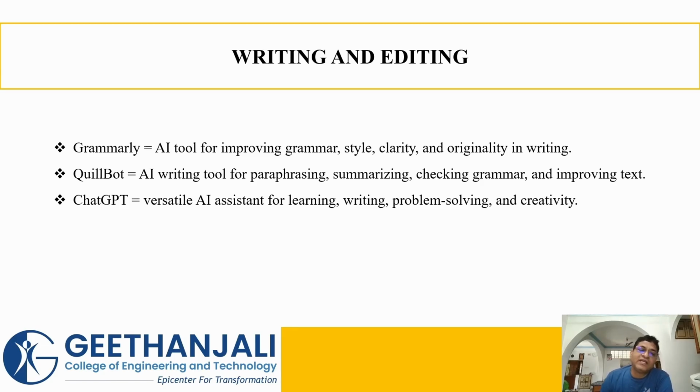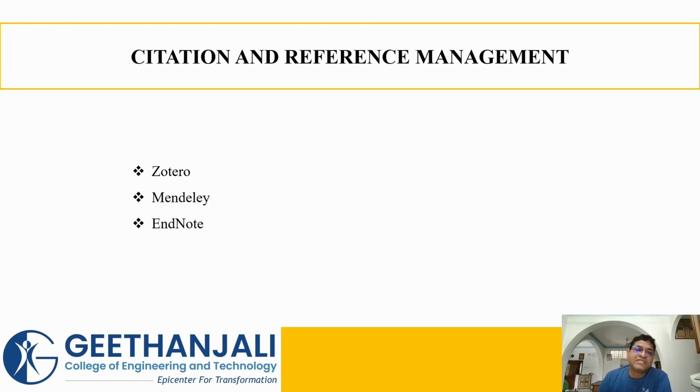QuillBot, an AI writing tool for paraphrasing, summarizing, checking grammar, and improving text. ChatGPT, a versatile AI assistant for learning, writing, problem solving, and creativity. Citations and reference management. So we shortlisted three tools.